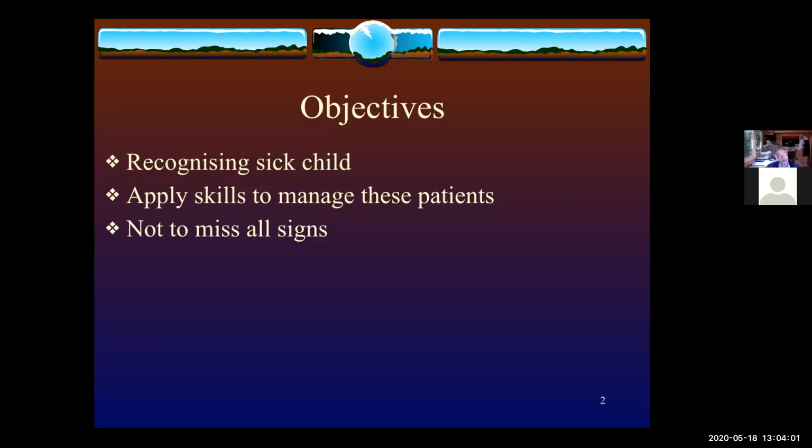Okay, so the objective of this talk is recognizing the sick child, applying skills to manage these children, and not missing any signs. It's important when you see someone in casualty, on the ward or in the neonatal units, that there are certain things you need to follow to recognize if this child is sick or not. The reason we say recognize them early is to catch them in the compensatory phase. If you catch them in the compensatory phase, survival can go up to 90%. But if you miss it and they go into the uncompensated phase, which is failure, then the survival rate is less than 30%. So it's important that you catch them early.